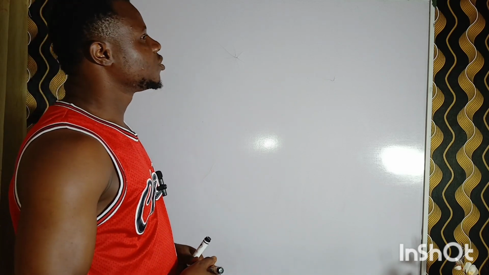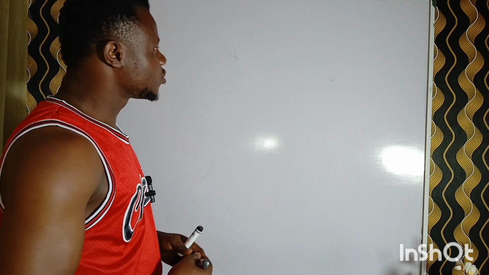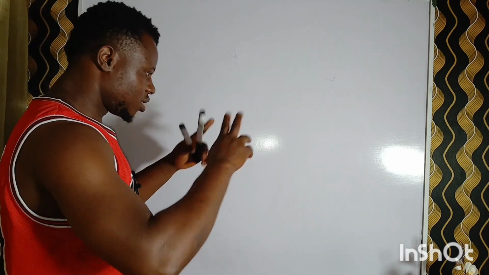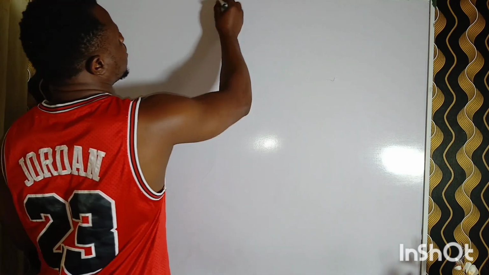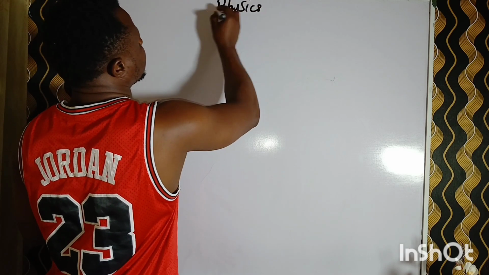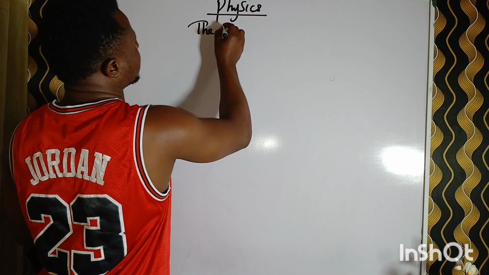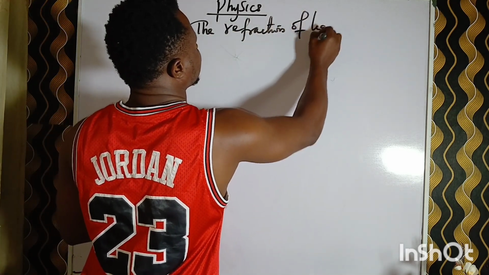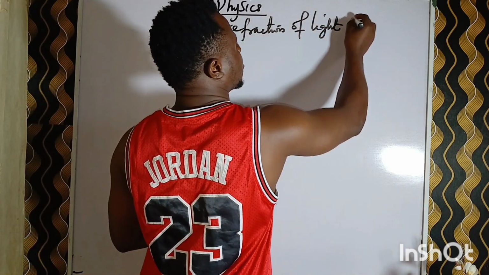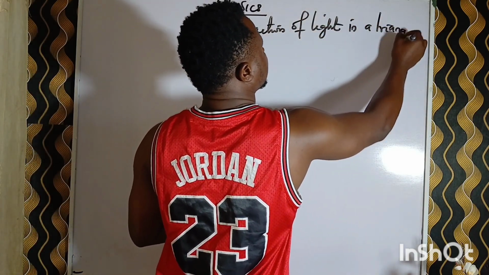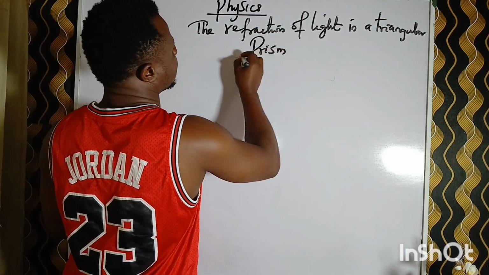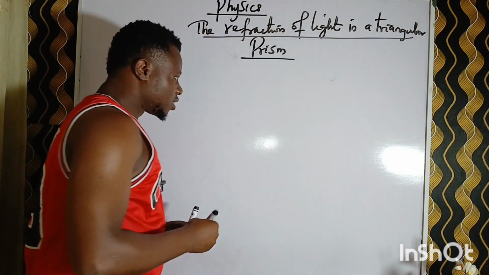So, today I'm going to treat a wonderful topic on refraction of light in a triangular prism. Let's do the analysis. So, here we have physics. The topic is the refraction of light in a triangular prism. This is what I'm going to have today.